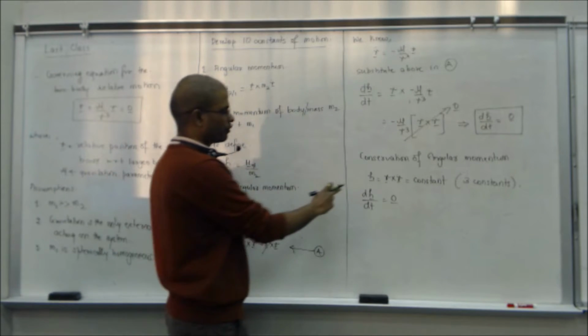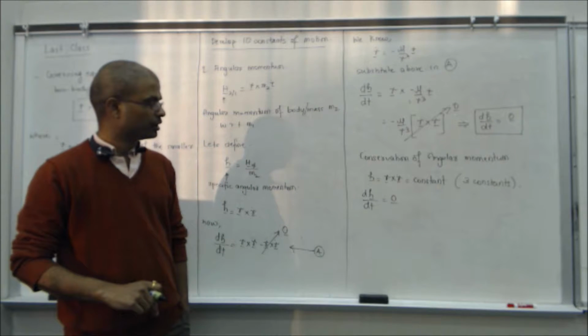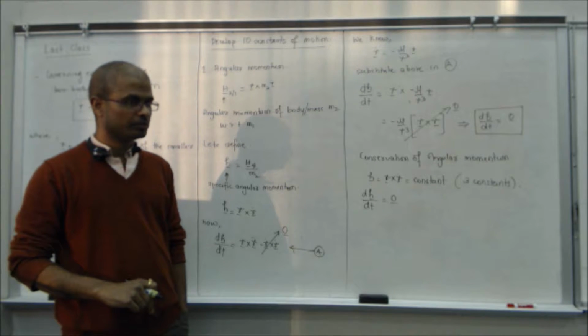This quantity is a vector quantity. H is a vector quantity, right? So you have 3 scalar constants. Got it?